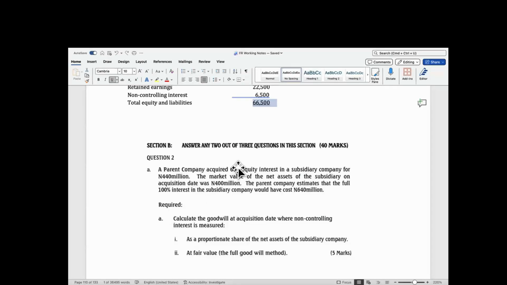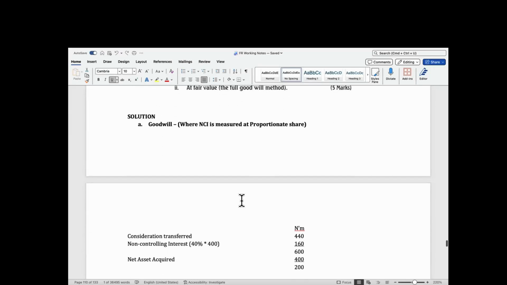But since I bought 60% for 440 million, that means the market value of NCI, if I'm using fair value, is this: the 100% value is 640, the 60% value is 440. That means the market value of 40% will be the difference between 640 and 440, which is 200 million if I'm using fair value method. So this is a logical question that requires you to practically understand what we are talking about.